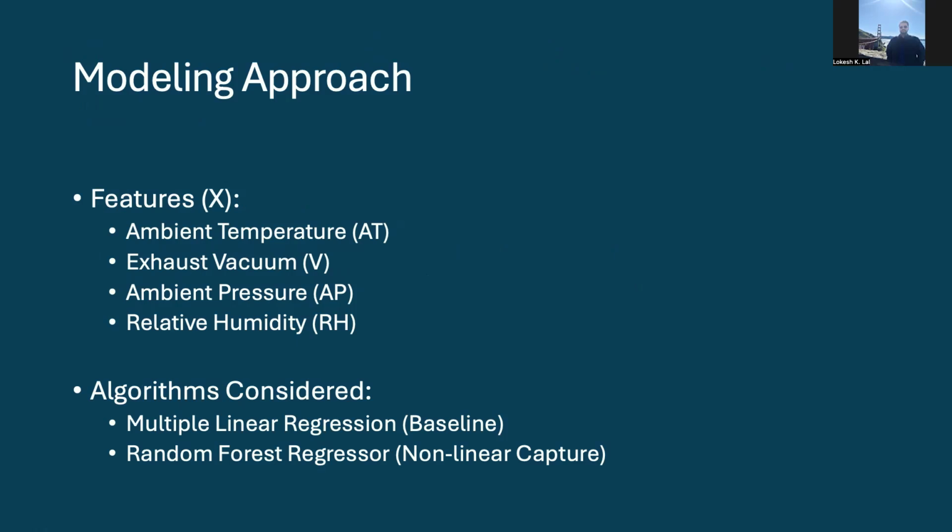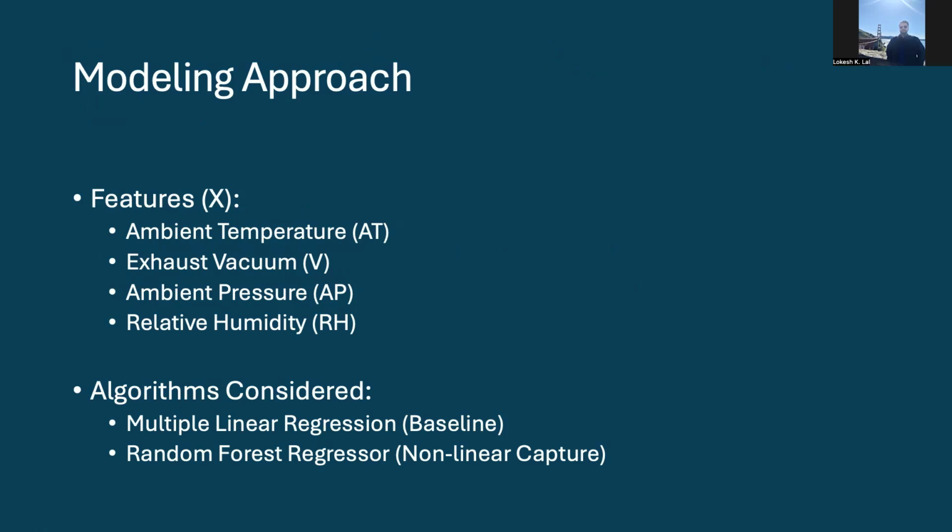In terms of the modeling, I selected four primary features for this. As you can see, you have the AT, which is the ambient temperature, the exhaust vacuum, the ambient pressure, and relative humidity.